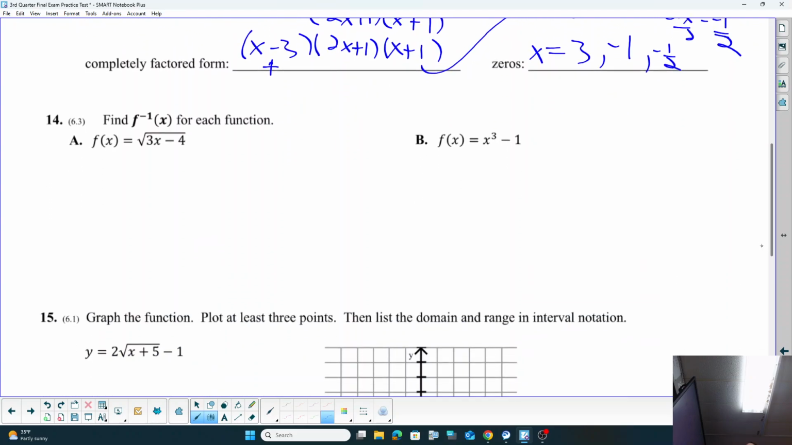Remember how to do that? Synthetic division? Find the inverse. I didn't know. Yeah, we teach that this year.